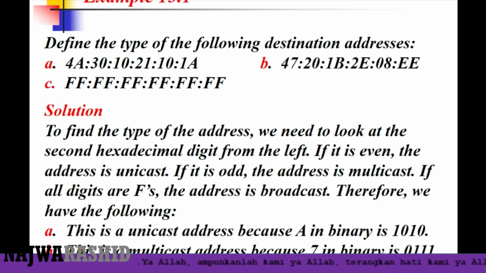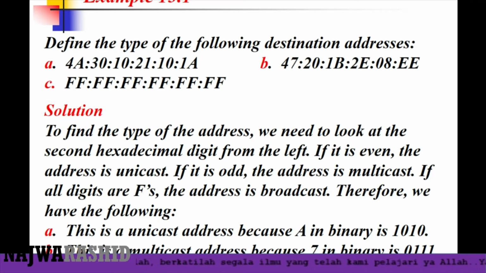So look at this example. Define the type of the following destination addresses. Look at A first. We have 4A:30:10:21:10:1A. Convert all to binary numbers. So we look at the first byte. The first byte is 4A. When we convert this hexadecimal into a binary number, 4A becomes 0100 1010. So 1010 is the last nibble. Look at the last bit. The last bit is 0. So that means this is a unicast address.